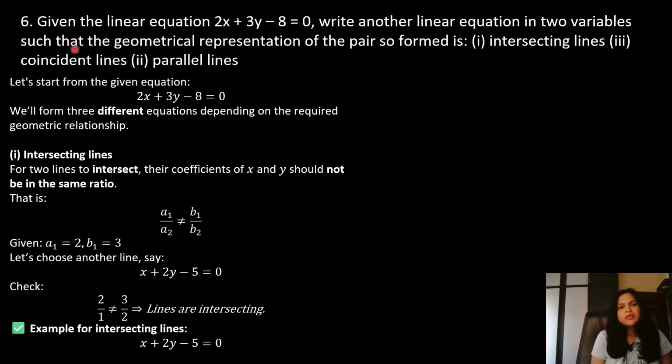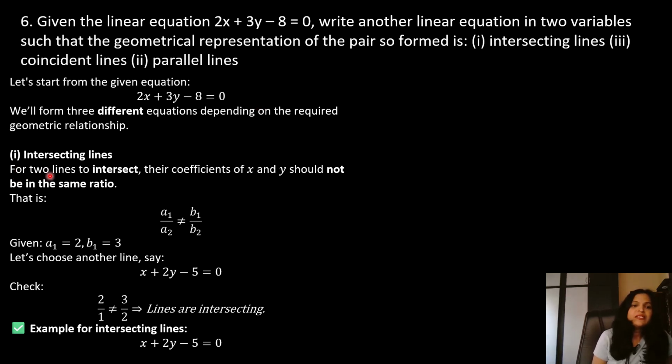Now, sixth sum. Given the linear equation 2x plus 3y minus 8 equal to 0, write another linear equation in two variables such that the geometrical representation of the pair so formed is: first, intersecting lines; second, coincident lines; third, parallel lines. So one linear equation is given here. Let's start from the given equation, 2x plus 3y minus 8 equal to 0. We'll form the three different equations depending on the required geometric relationship. Only one equation is given here.